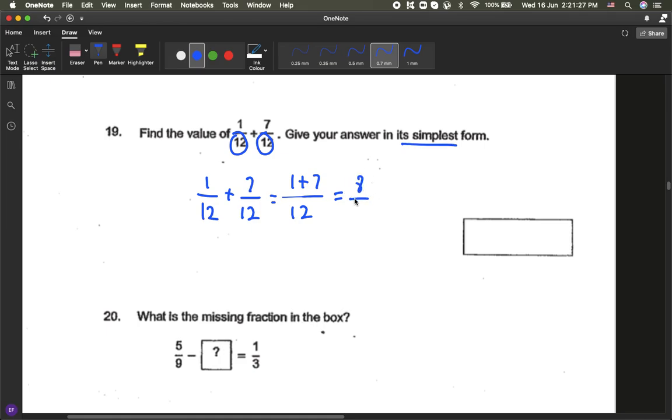So 8 over 12. Now, this isn't the simplest form yet, because 8 and 12 can still be divided by a common factor. And that common factor is 4. So if we divide this by 4, 8 divided by 4 is 2, 12 divided by 4 is 3. And this is the simplest form because 2 and 3 have no more similar factors, so they can't be divided any smaller. So our simplest form is 2 over 3.